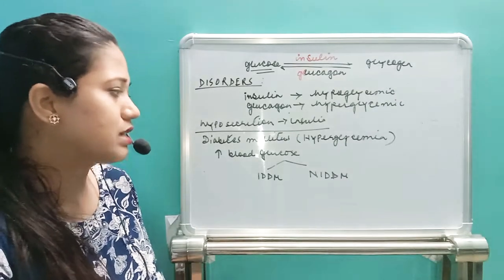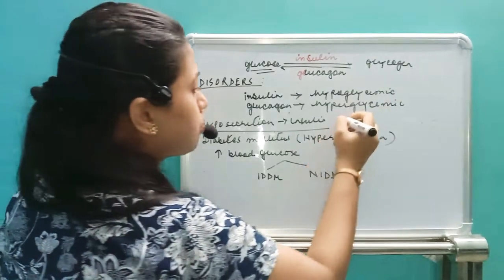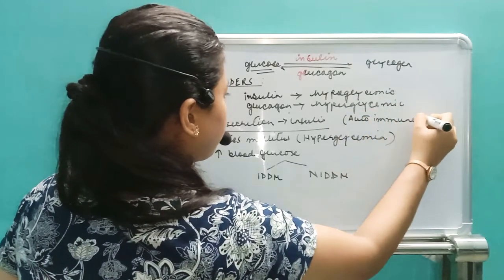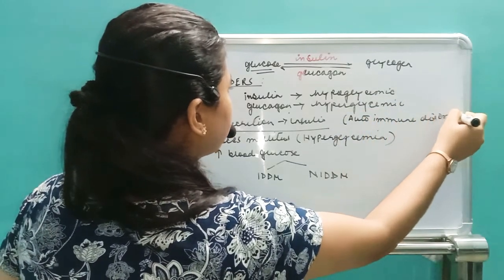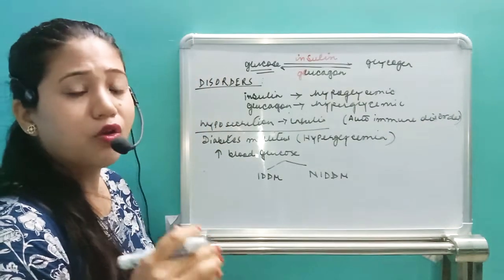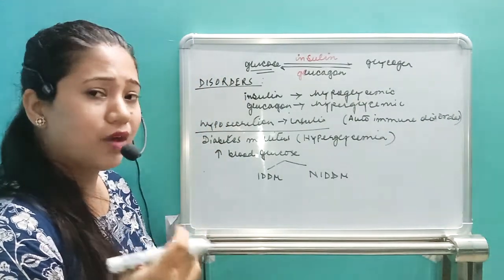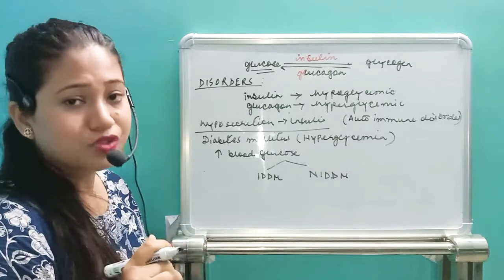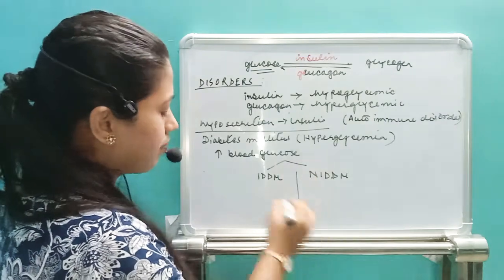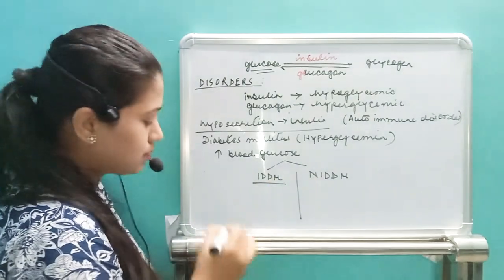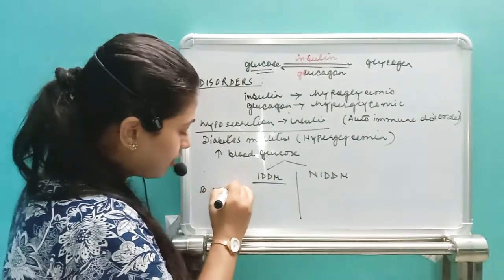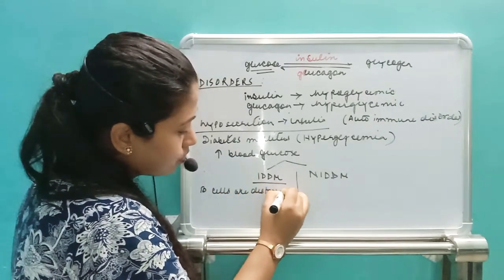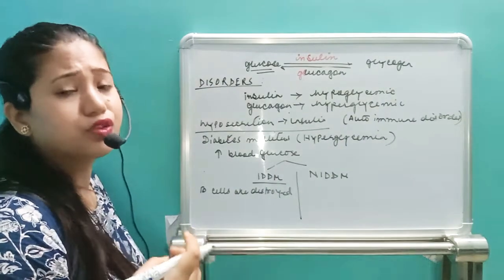Actually, this diabetes mellitus is an autoimmune disorder. Now what is an autoimmune disorder? Autoimmune disorder means our own immune system cannot differentiate self and non-self, and our own antibodies start to degenerate our own cells. So in IDDM, insulin dependent diabetes mellitus, the beta cells are destroyed. Whenever the beta cells are destroyed, we cannot produce a sufficient amount of insulin.